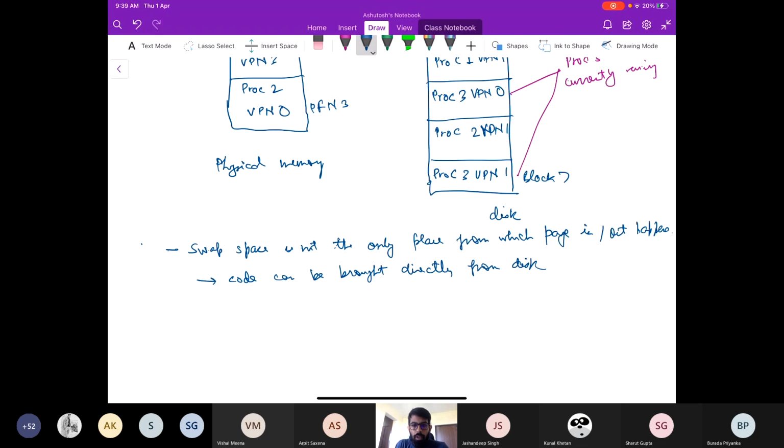Okay. So this was a point to note that it's not only the swap space which will be used for these things. Okay, is there a message or something? Okay, you can see. All right.